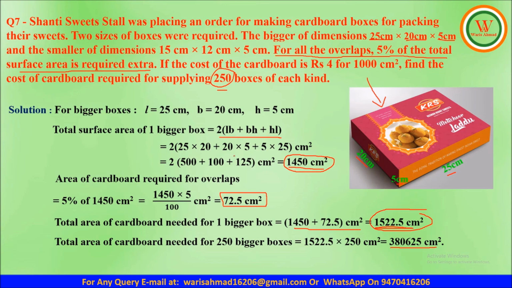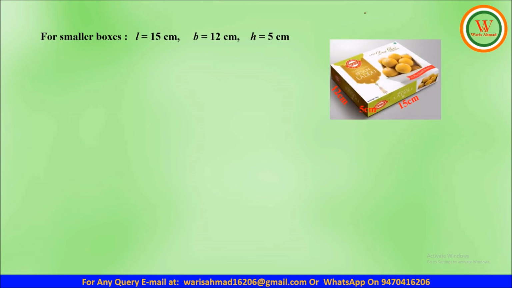Now, in the same way, we have to calculate the total area of cardboard needed for 250 small boxes. So let us see how to calculate that. For smaller boxes, length is equal to 15 centimeter, that is already given in the question. Breadth is 12 centimeter and height is 5 centimeter. So let us consider the box. Suppose this is the small box of the suite whose length is given 15 centimeter, breadth is given 12 centimeter and height is given 5 centimeter.